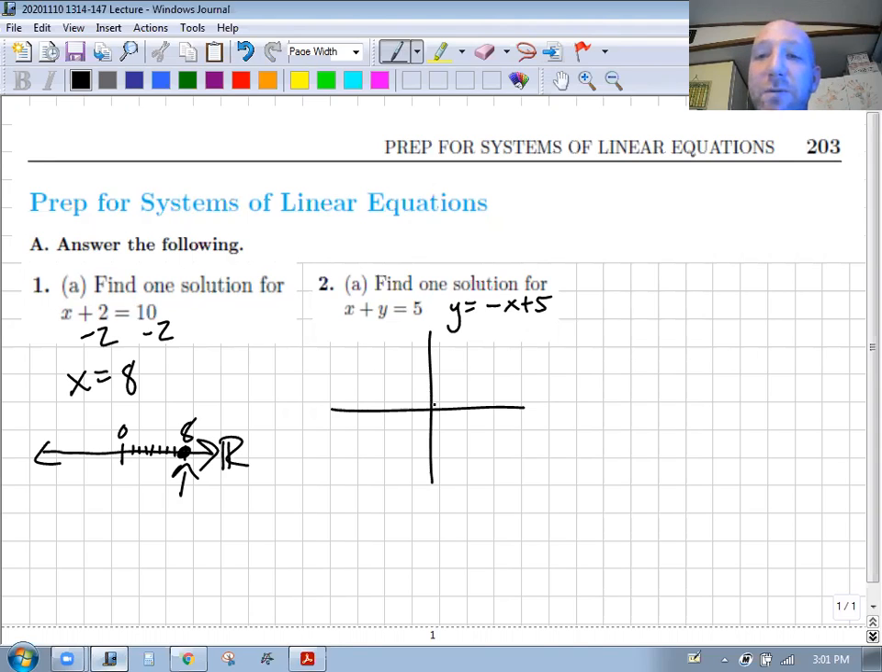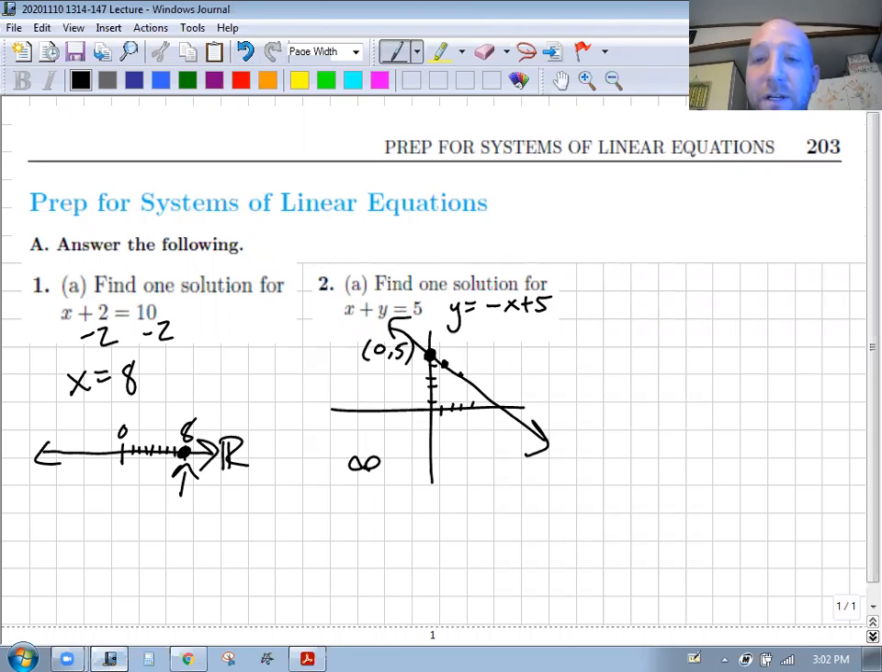If we plug in a 0 for x, we have y as 5. So 1, 2, 3, 4, 5. This coordinate here, 0, 5, is one solution. But this is the equation for a line. We see here that the slope is -1, so every time we go down 1, we go to the right 1. So this line shows you all the solutions.